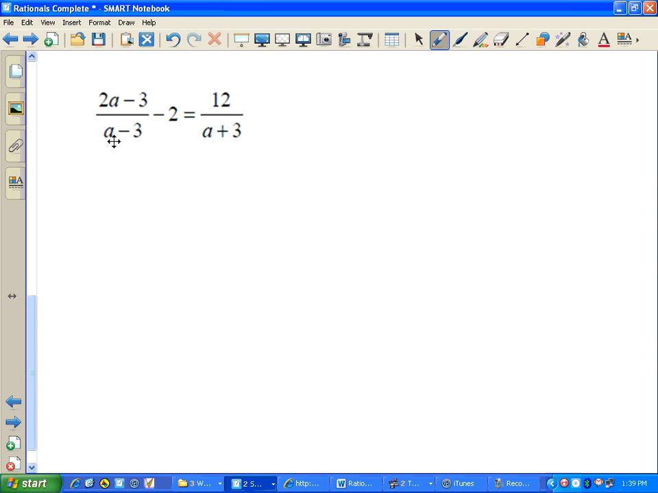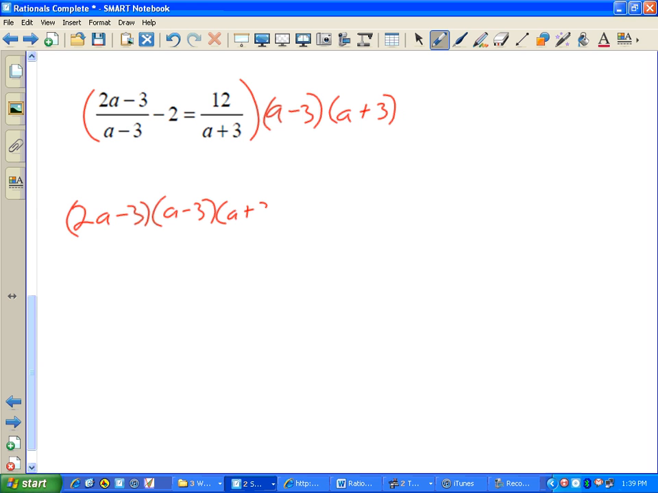So in order to clear the fractions here, I'm going to have to get rid of an a minus 3 on the bottom. So that means everything has to be multiplied by a minus 3. I'm also going to have to get rid of this a plus 3 that's on the bottom. So I'm going to have to multiply everything by that as well. So I'll multiply each term by these two factors. So I'm going to have 2a minus 3 times these two, and that's over a minus 3.